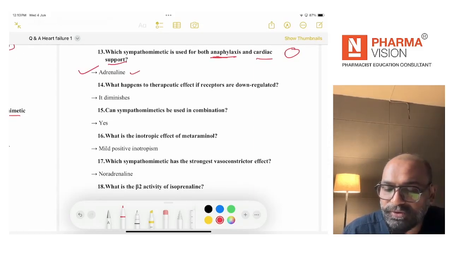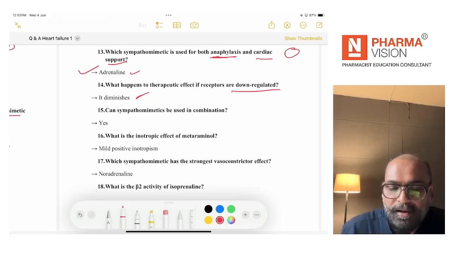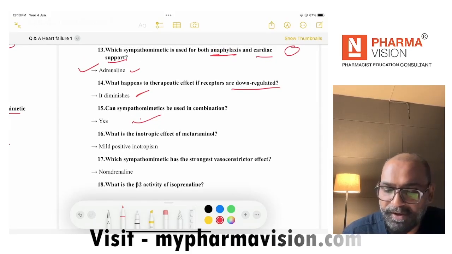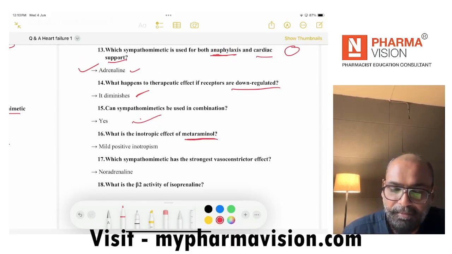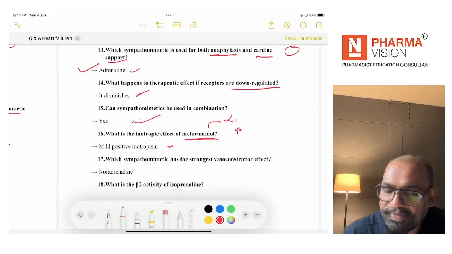What happens to the therapeutic effect if the receptors are down regulated? The effect decreases. Can sympathomimetics be used in combination? Yes, they can be used in combination. What is the inotropic effect of metaraminol? Mild positive inotropic, because the major effect is on alpha 1 and the minor effect on beta 1.